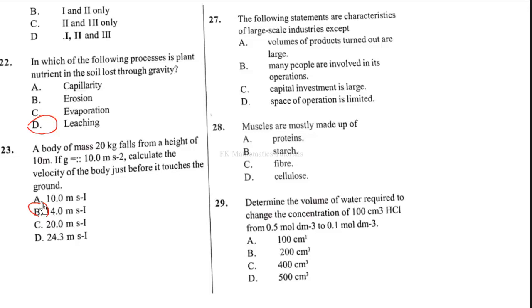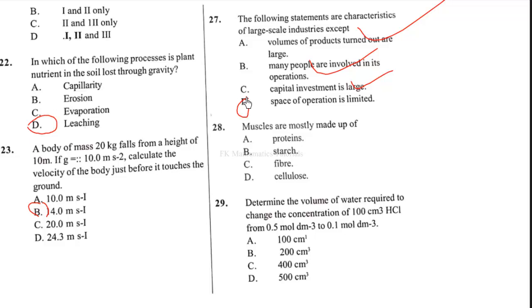The following statements are characteristics of large-scale industries, except: volumes of products turned out are large. That's true. Many people are involved in this operation. Capital investment is large. This one is not true. So the correct answer is D.